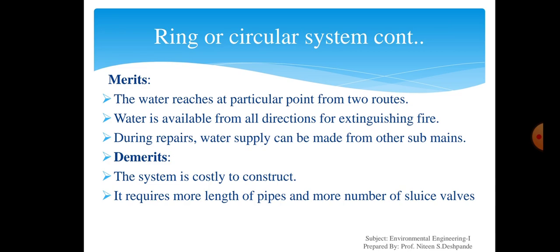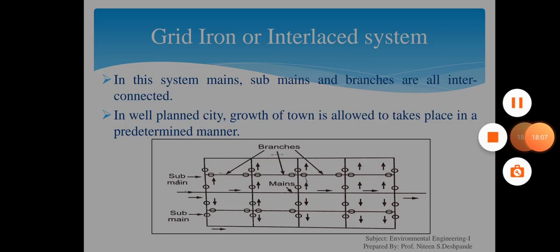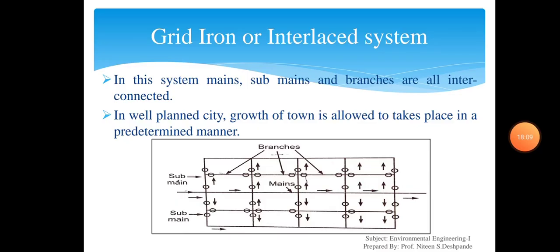Okay. The third system is another type of distribution network or layout, the gridiron or interlaced system. It is also known as the reticulation system. In this system, mains, submains and branches are all interconnected.